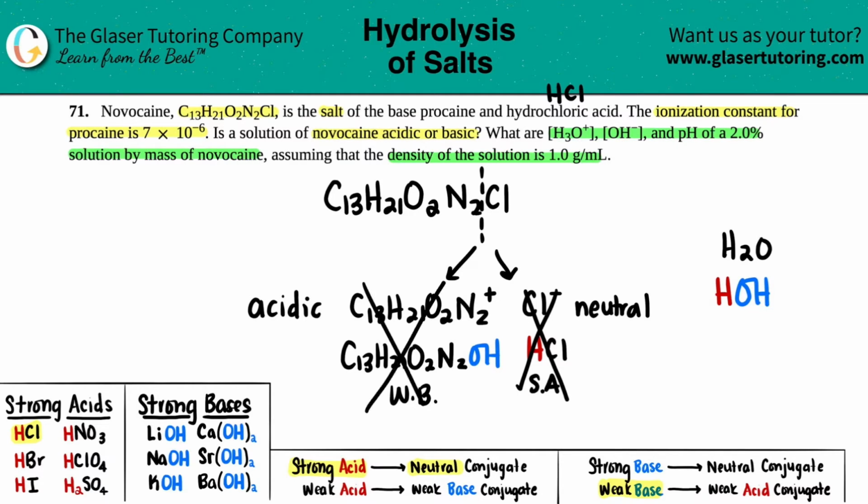I can't cancel this one out because it actually has acidic properties. So now you just say to yourself, okay, if I have an acid component coming together with a neutral component, that would just make the whole Novocaine acidic. So we answered the first part. Here is the answer to number 1: Novocaine is acidic. Okay, so that's this part.